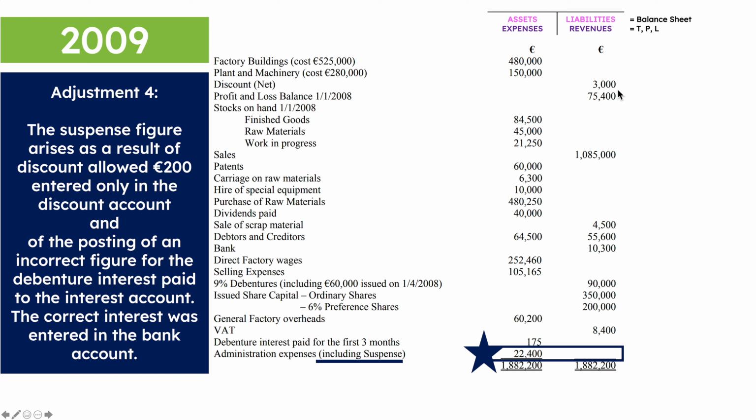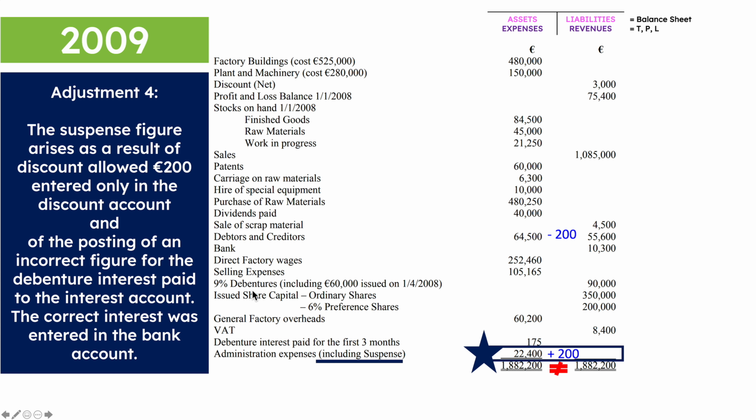Where else would discount allowed go? Who do you give a discount to? Hopefully you'll know you give a discount to your debtors. So if you give a discount to them, your debtors is going to reduce by 200. This means that your two sides won't equal, and what you'll have to do to your item incorporating suspense, you'll have to add 200 there. And the second part of this then, the posting of an incorrect figure for debenture interest paid into the interest account and the correct amount was entered into the bank account.